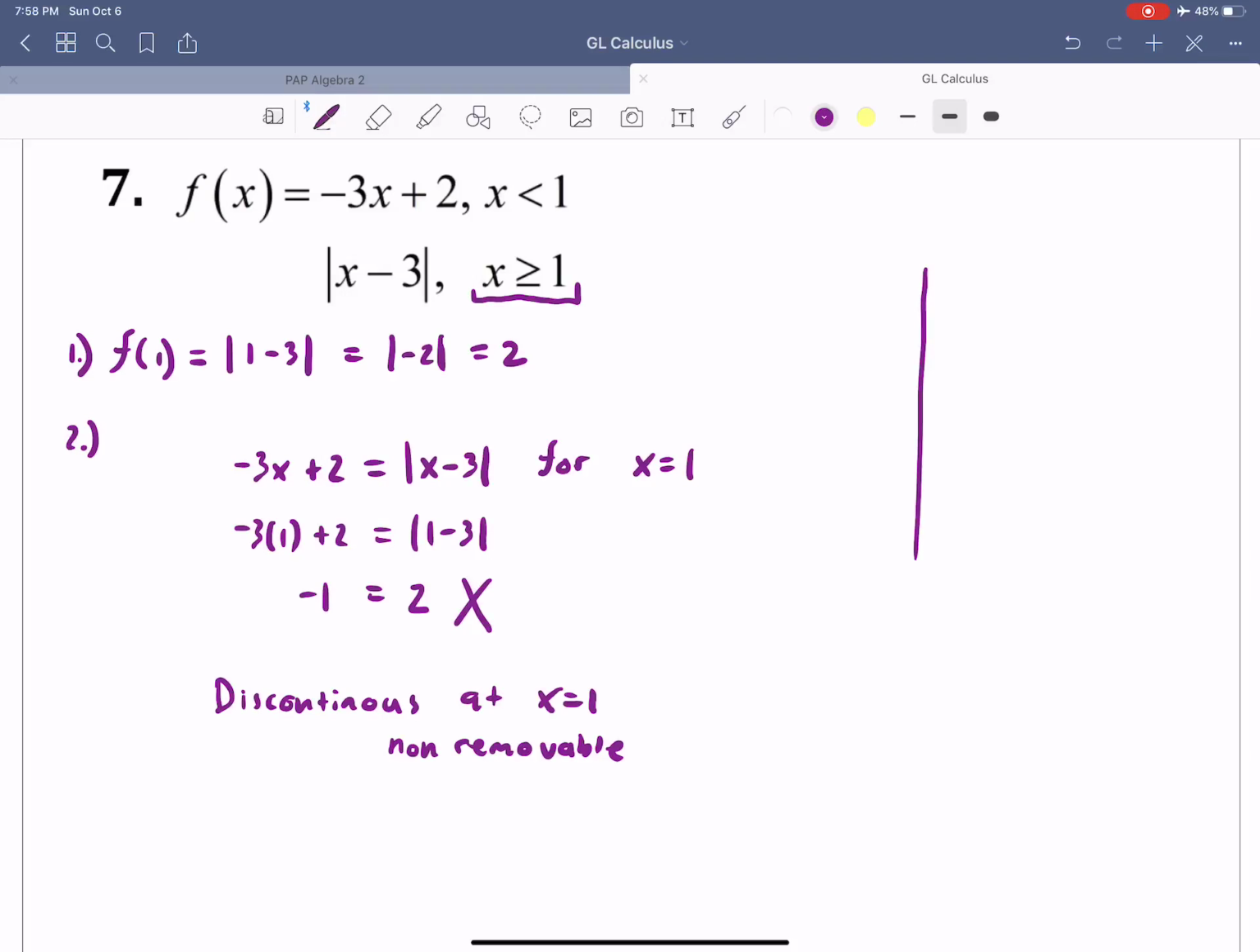And if you were curious what this graph would look like, you put a critical line here at x equals 1. Everything to the right of x equals 1 is an absolute value graph, and everything to the left of x equals 1 is a linear function that would look something like this. So as you can see, there is a jump happening from one to the other. So it's not just a removable discontinuity, it's non-removable because you have to make that jump, okay?